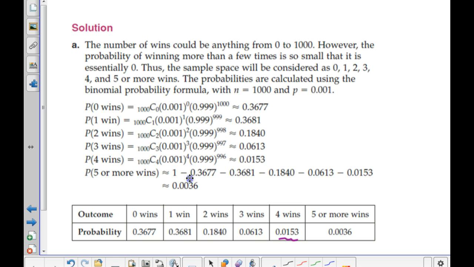So they just subtracted all of these probabilities and said the remaining 0.0036 would be the chance that you win 5 or more times. Does that make sense? They didn't want to do a chart out to 1,000 wins, obviously, because pretty soon it's 0 anyway. All right.